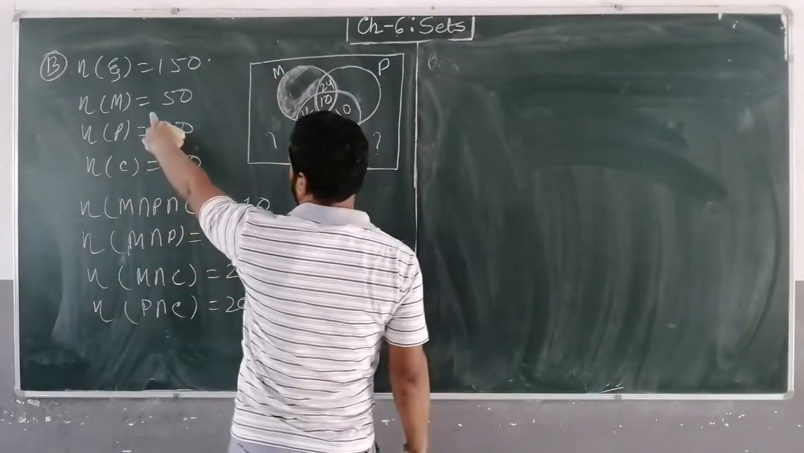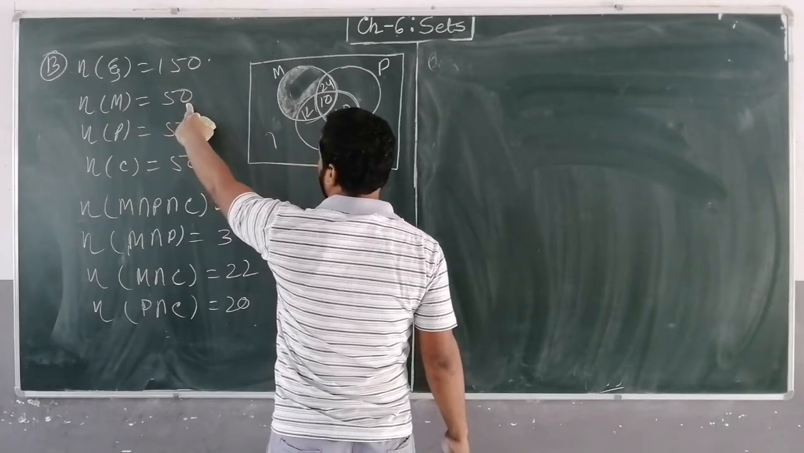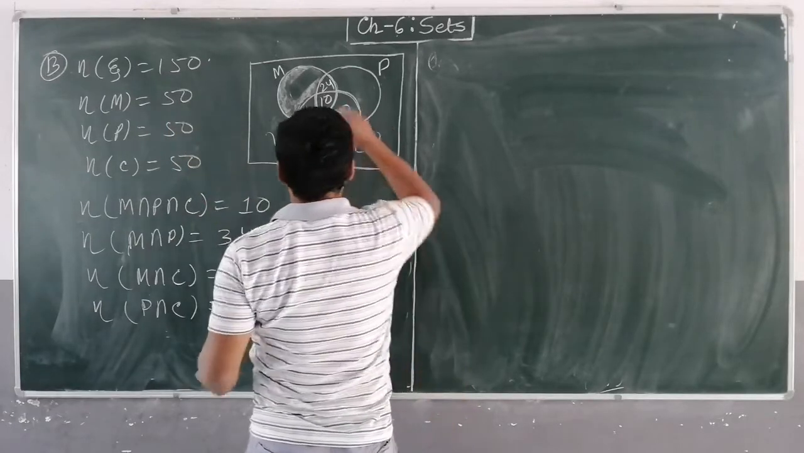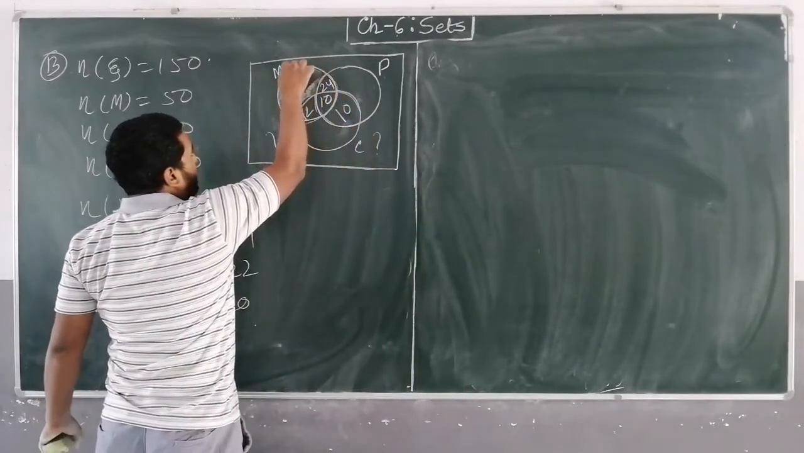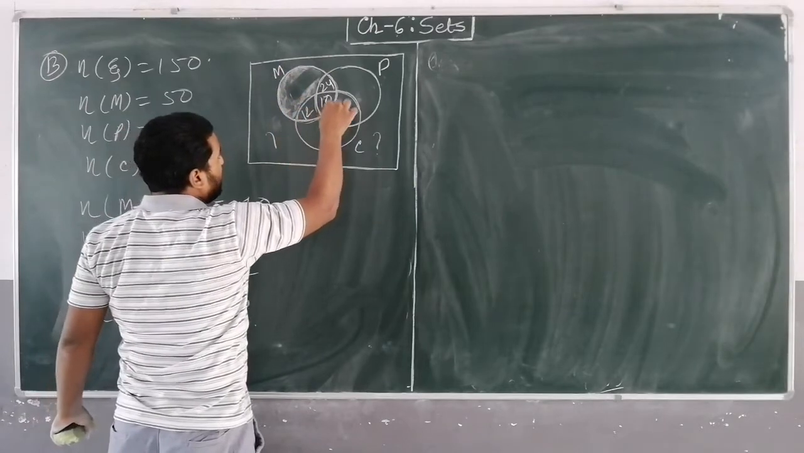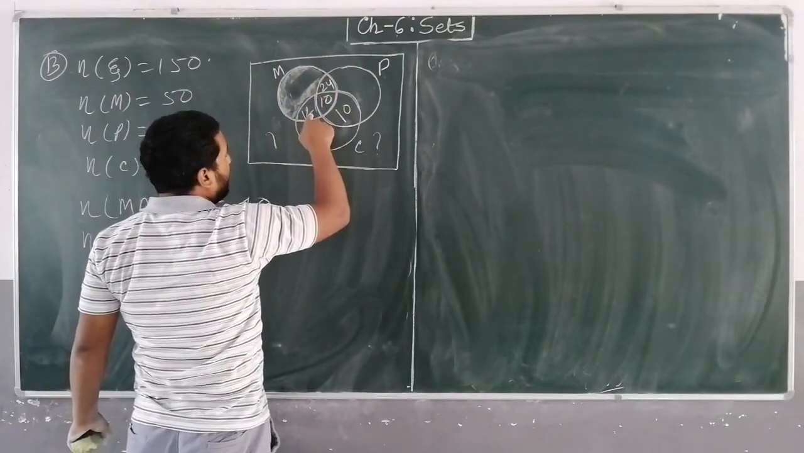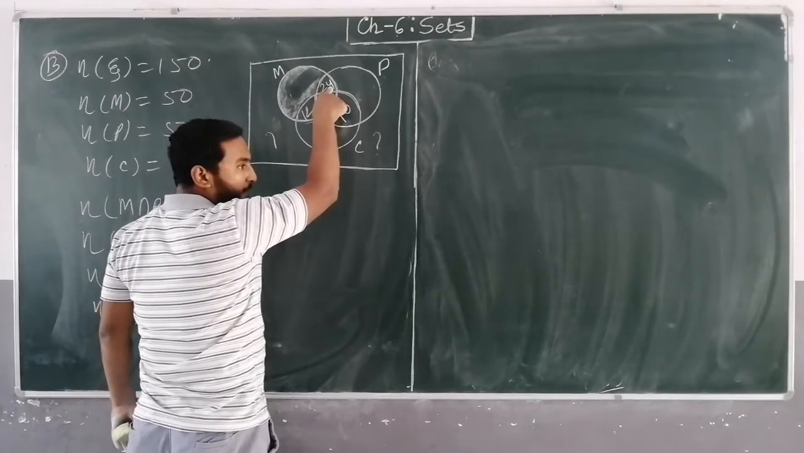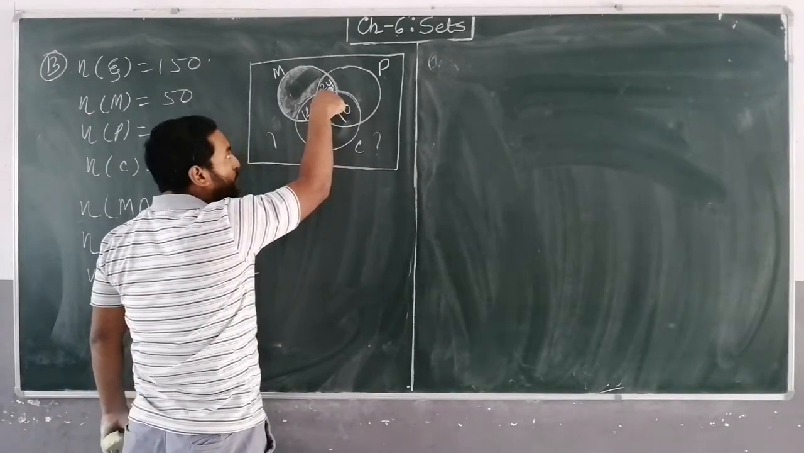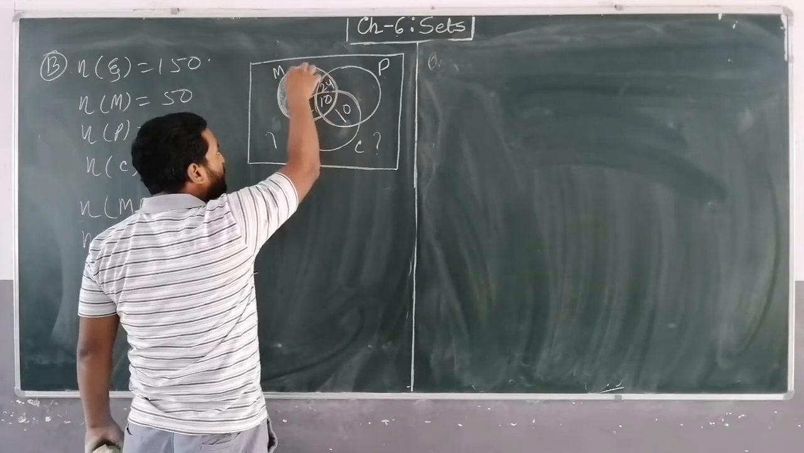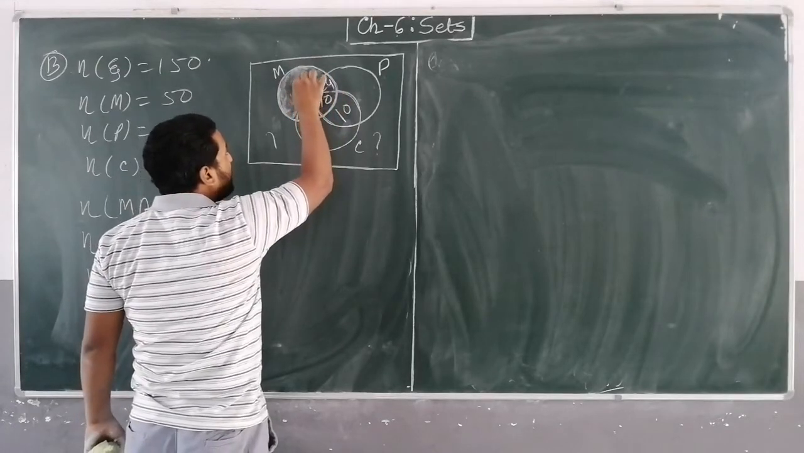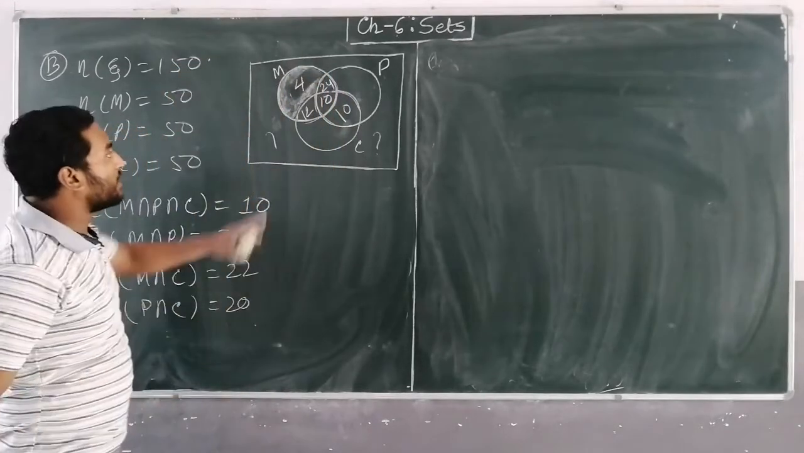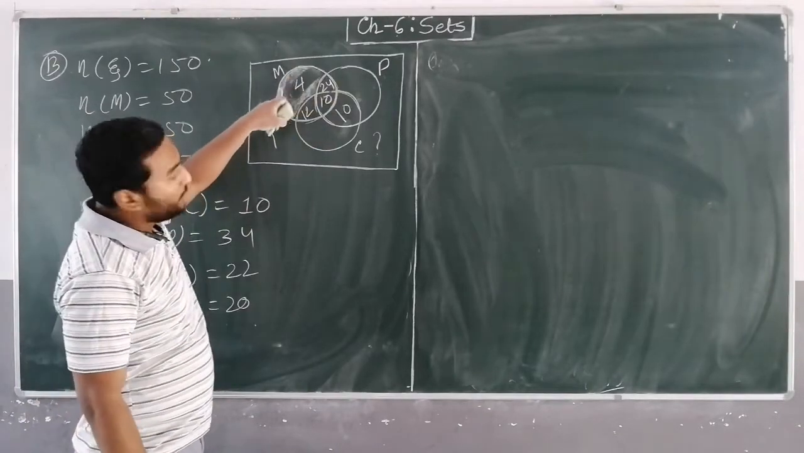And it is given that number of students studying math is 50. So inside this circle, number of students will be 50. So already 12 plus 10, that is 22. 22 plus 24, that is equal to 46. 46 students are already there. So only 4 students will be here because their sum should be 50.